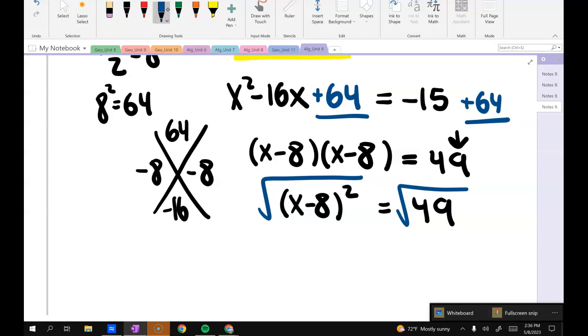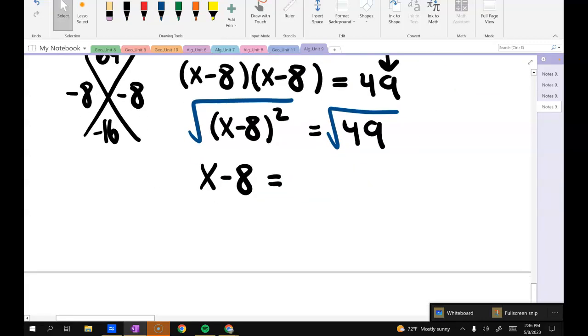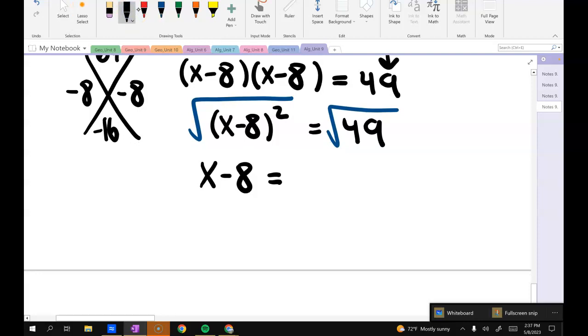We take the square root of this side, we're just left with x minus 8. When we square root 49, we're left with either positive 7 or negative 7, because 7 times 7 is 49, and negative 7 times negative 7 is 49. Whenever you take the square root of a number, there's a positive and there's a negative. So we write that as plus or minus, and you could use the symbol, plus or minus 7.